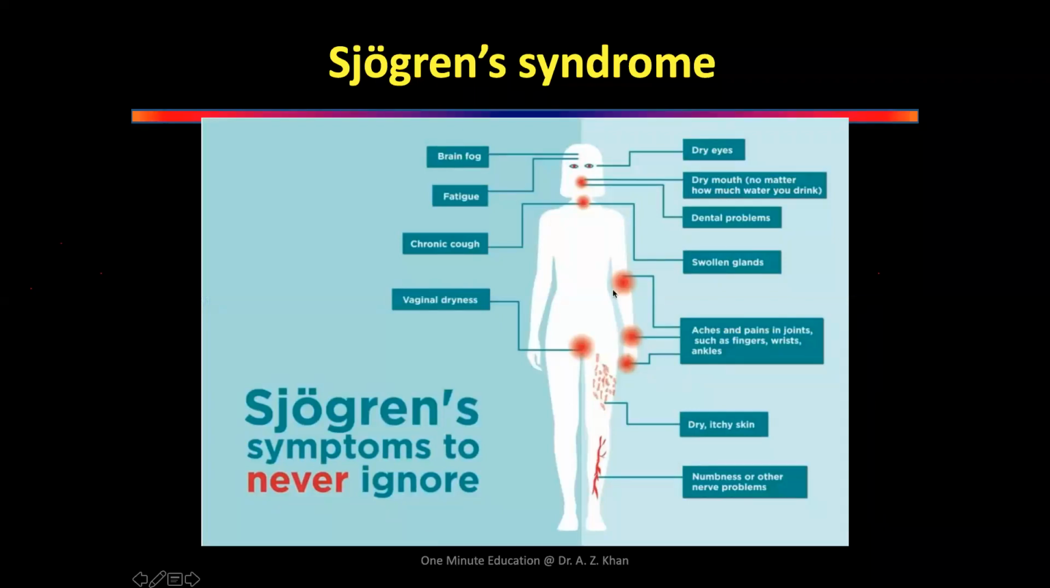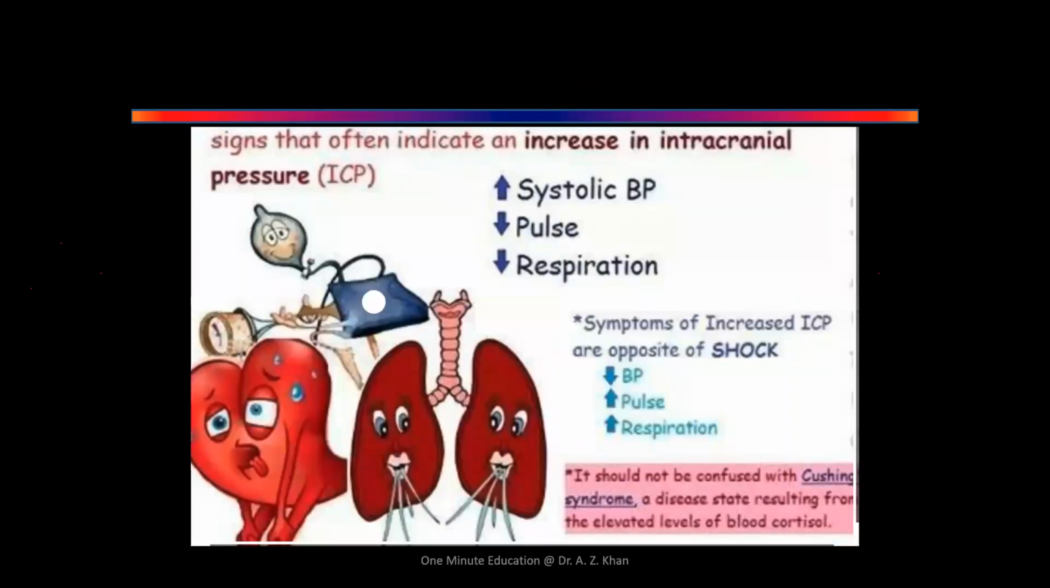But the eyes and the mouth are the most important thing, okay? So keratoconjunctivitis sicca is what it's called, okay? What is this triad?